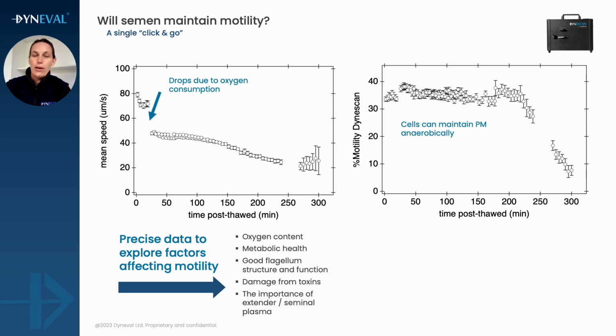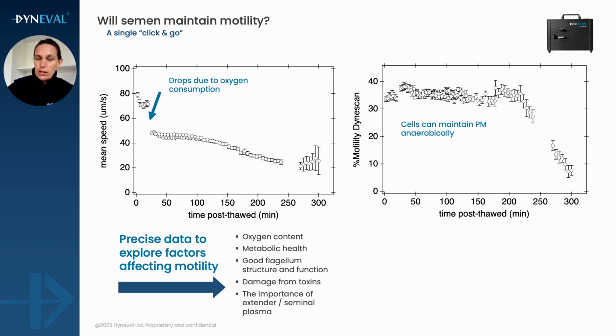With a Dynescan, you have the option of leaving a sample sealed within the instrument to see how motility can be maintained over time, and this is a real unique feature of the Dynescan. What we typically see is that the speed may be very fast at the beginning, where the cells have plenty of oxygen to consume, but eventually they use all of this up and they need to change their energy source to be able to maintain motility. At this point, they're probably using glucose within the media provided.